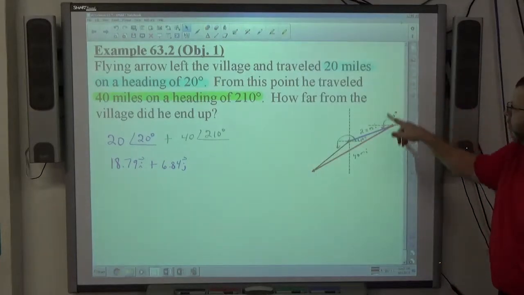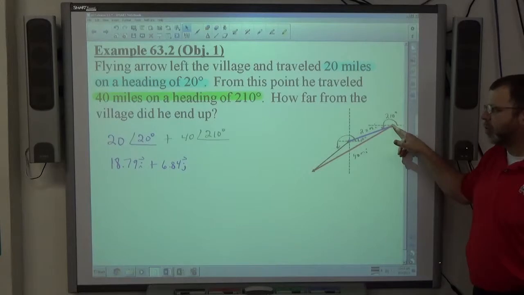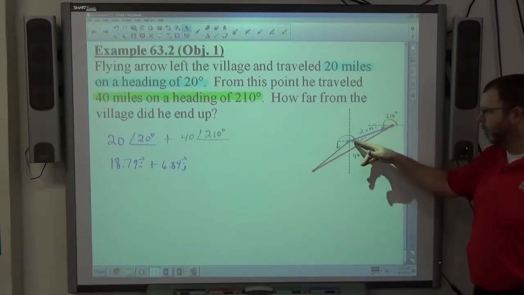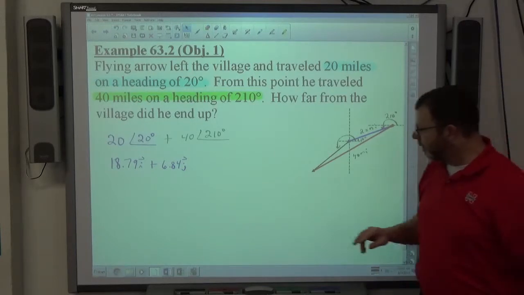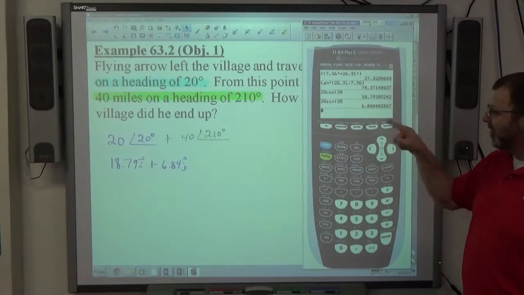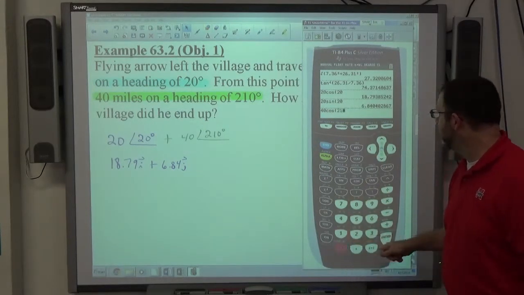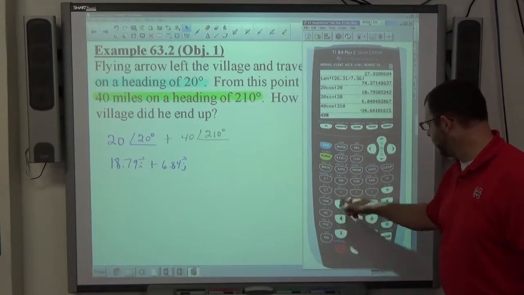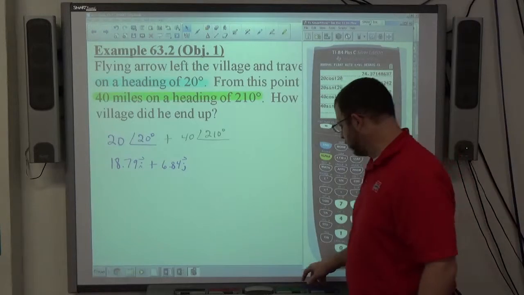Just looking at this blue vector, 18.79 miles east and 6.84 miles north, that seems reasonable, right? He went further east than he went north. Looking at the green vector, 40 cosine 210, 40 sine 210, we get negative 34.64 and negative 20.